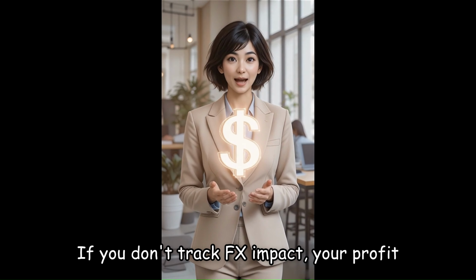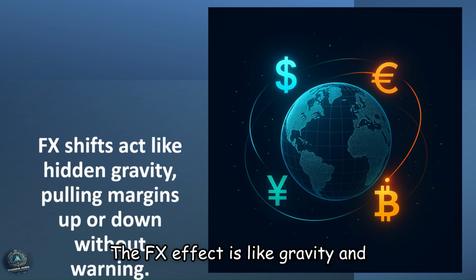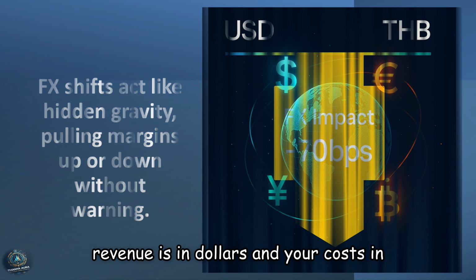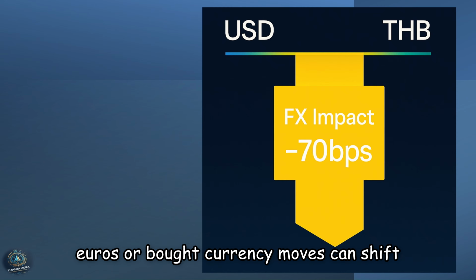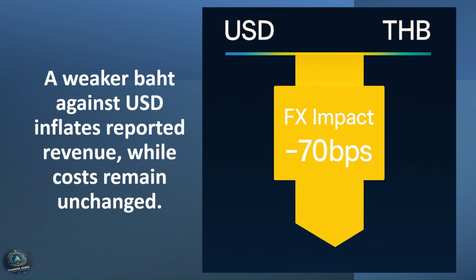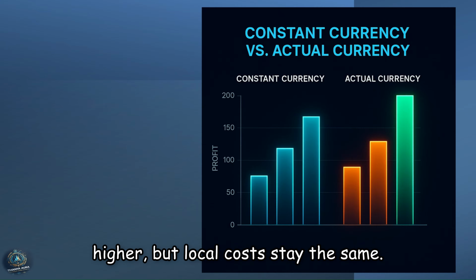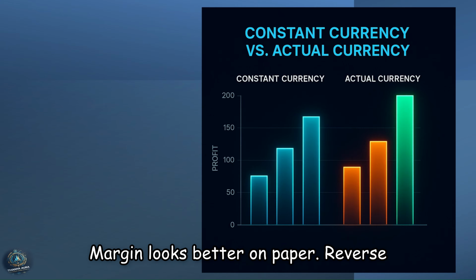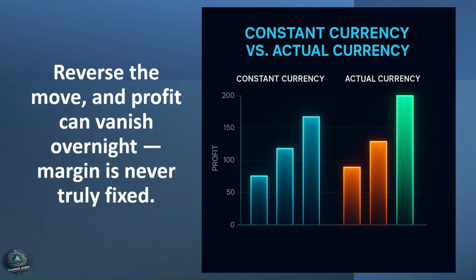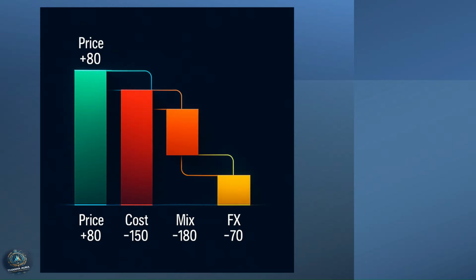If you don't track FX impact, your profit may be real only on paper. The FX effect is like gravity, invisible, but always present. When your revenue is in dollars and your costs in euros or baht, currency moves can shift your profit overnight. Formula: margin at constant FX minus margin at actual FX. Suppose the Thai baht weakens against USD. Your foreign revenue converts higher, but local costs stay the same. Margin looks better on paper. Reverse that movement, and margin evaporates instantly. If you don't track FX impact, your profit may be real only on paper.